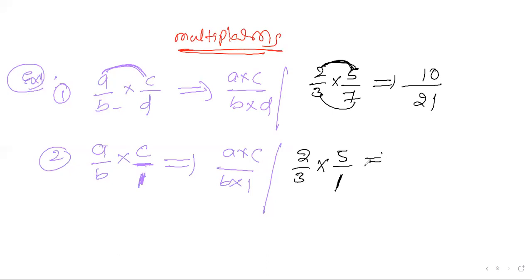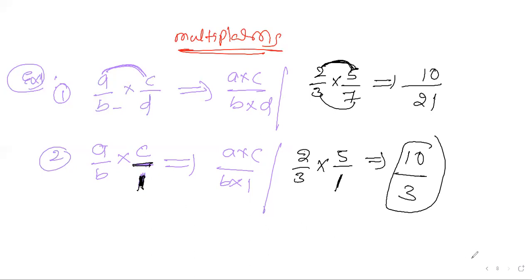A by B into C by 1. Nothing is there, you can take it as 1. Now A into C, AC, B into 1, B1. So for example 2 by 3 into 5: 5 twos are 10, 3 ones are 3. The answer is 10 by 3. Nothing is there, so you can take the denominator as 1, by assumption.